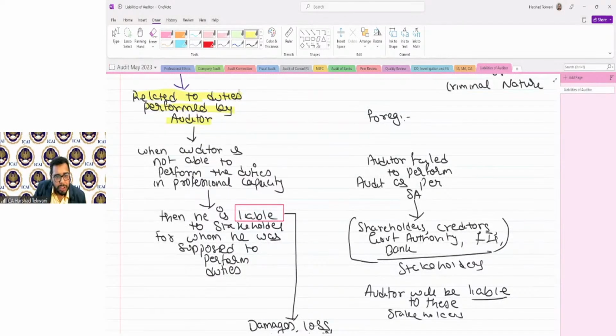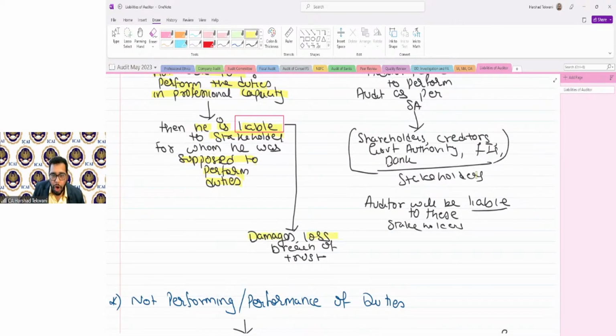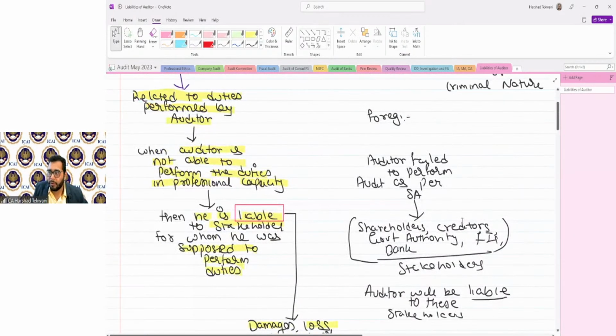When the auditor is not able to perform the duties in a professional capacity, then he is liable. And if he is liable, to whom? To stakeholders, for the duties he was supposed to perform. And when I say liable, for what is he liable? He is liable for the damages, loss, and breach of trust. Clear?